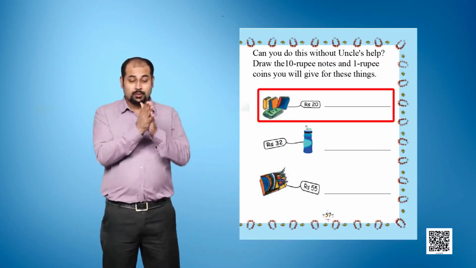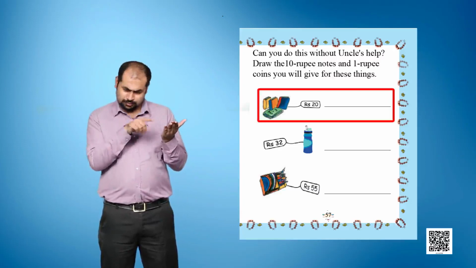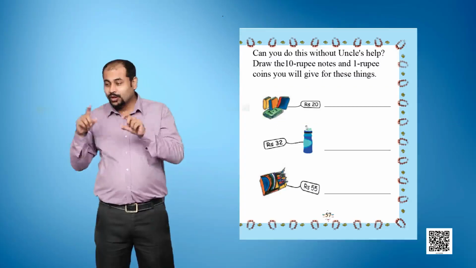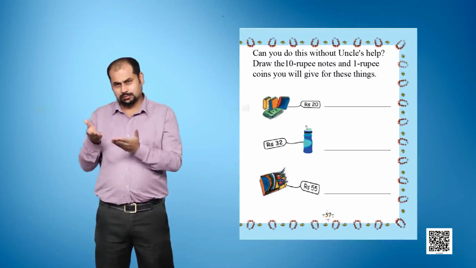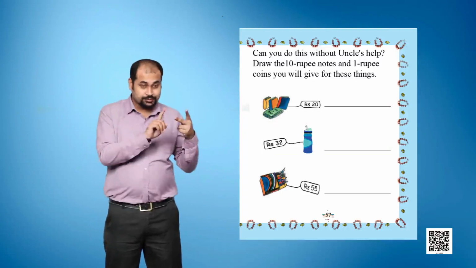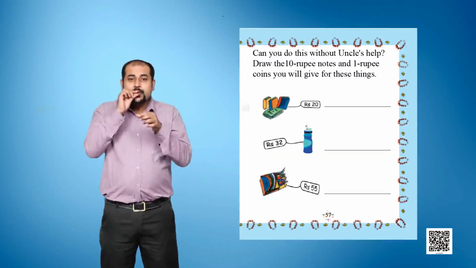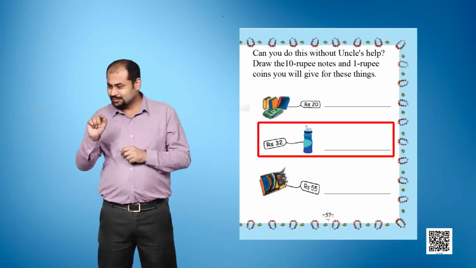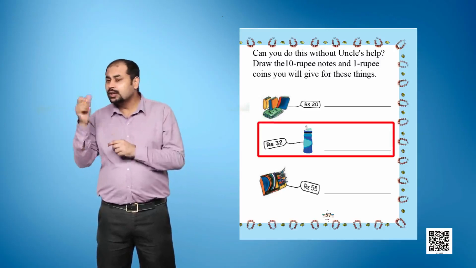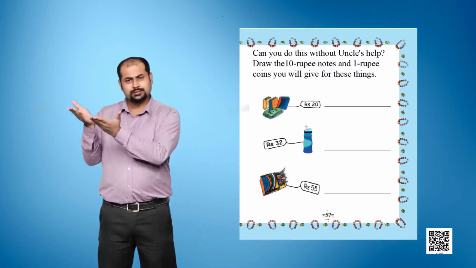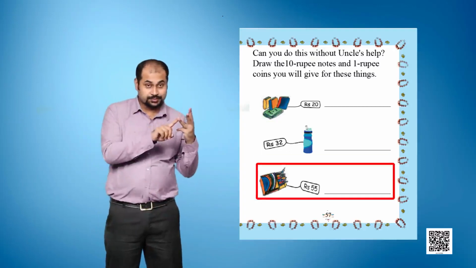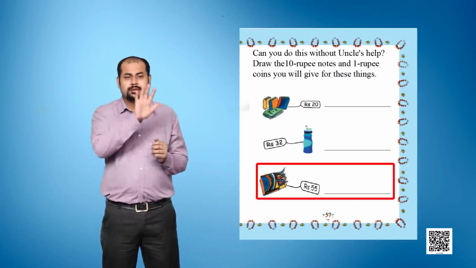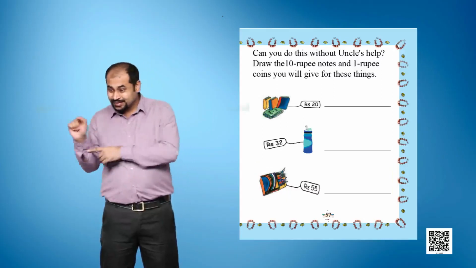Picture 1 shows books with a price tag of 20 rupees and empty space for the answer. Picture 2 shows a bottle with a price tag of 32 rupees and empty space for the answer. Picture 3 shows a packet of crayons with a price tag of 55 rupees and empty space for the answer.